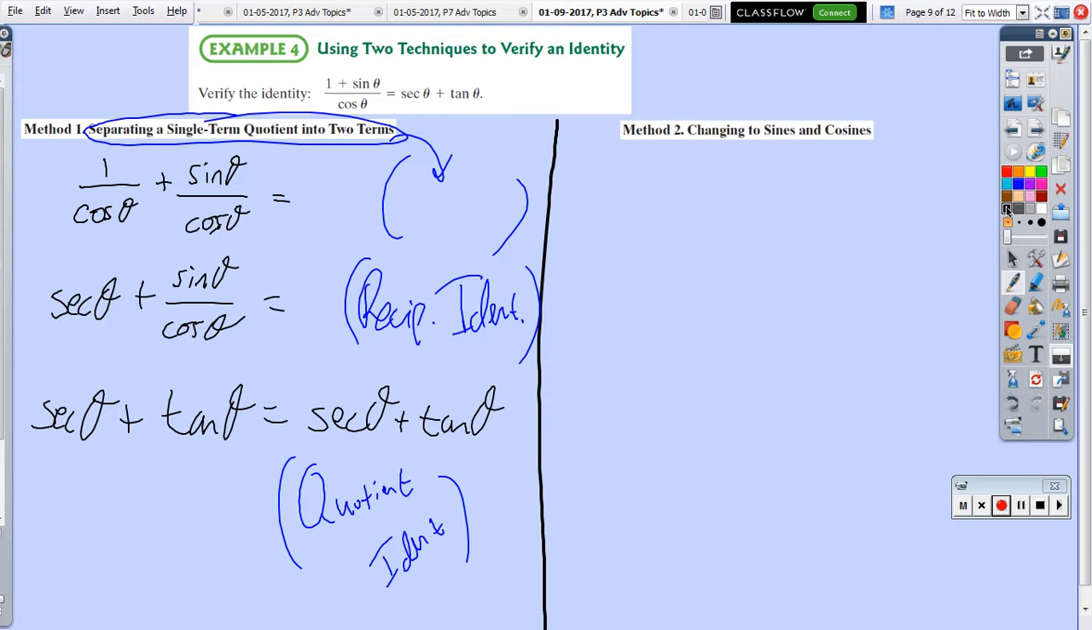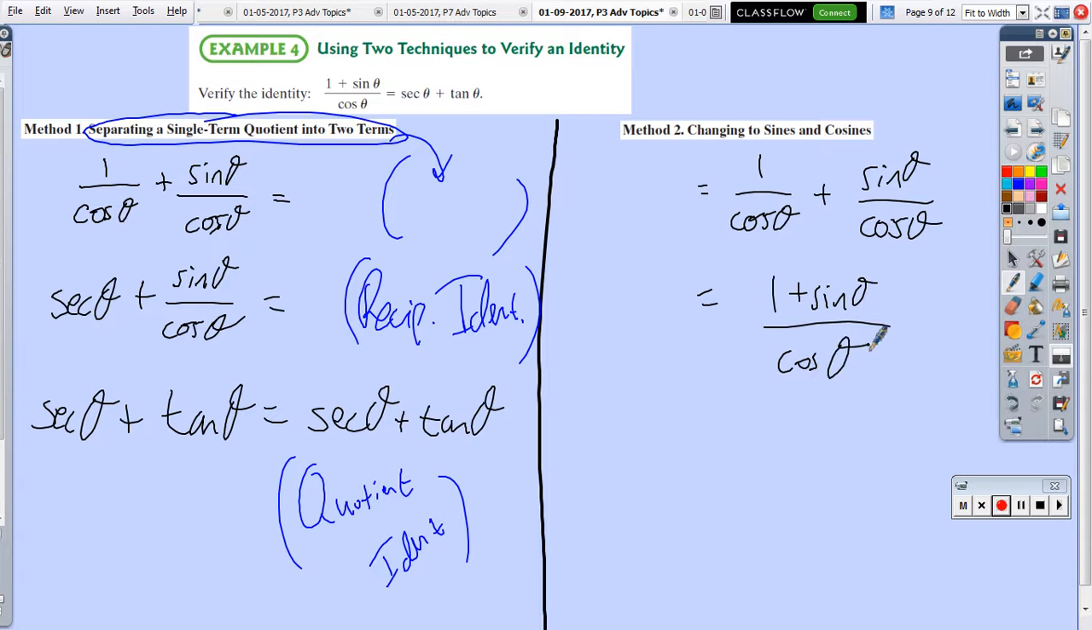And changing to sines and cosines, we're low on time. If I leave the left-hand side alone, I change secant to terms of sine or cosine. Secant is the reciprocal of cosine. And tangent, the quotient identity we have for that is sine of theta over cosine of theta. We can combine these two and have 1 plus the sine of theta over the cosine of theta. And we're done. I combined 2 steps into one here: reciprocal identity and here quotient identity.